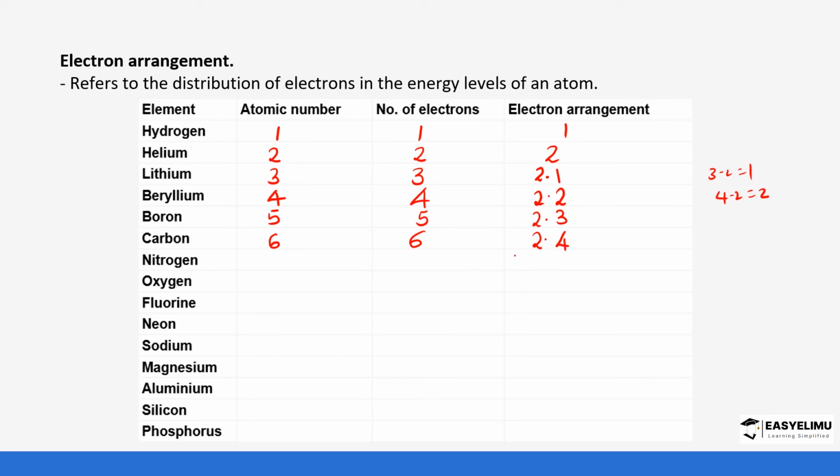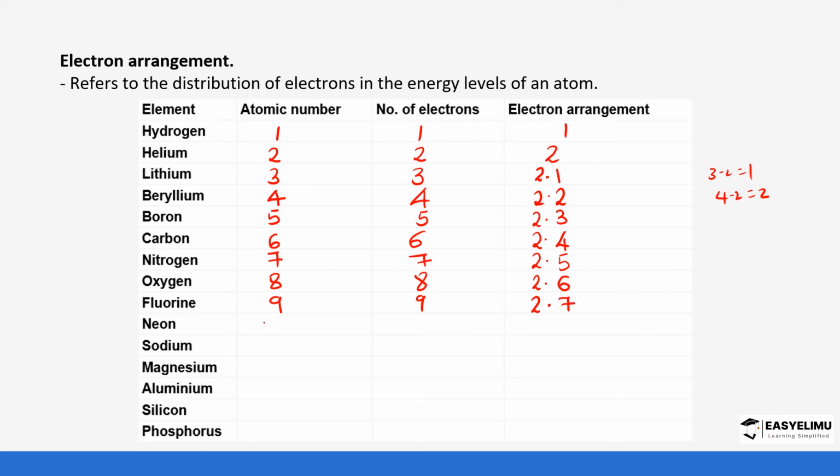Nitrogen is atomic number 7. It has 7 electrons. So the first 2 electrons occupy the first shell, and then the 5 that are remaining can still occupy the second shell. Oxygen is atomic number 8. It has 8 electrons. So the first 2 electrons will occupy the first shell, and then the remaining 6 electrons will occupy the next shell. The second shell can occupy a maximum of 8. Fluorine is atomic number 9. It has 9 electrons. So the first 2 electrons will occupy the first shell, and then the remaining 7 electrons can comfortably occupy the second shell.